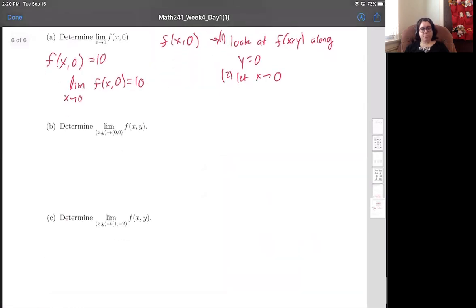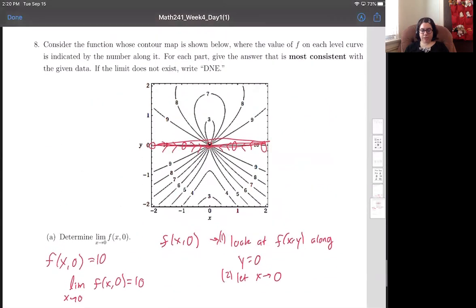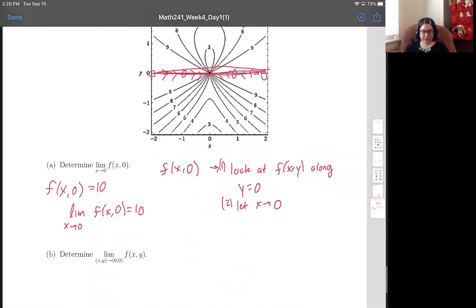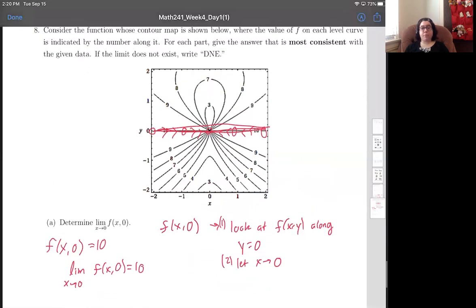Now let's compare this with B, which asks us to determine the limit as x and y both approach 0. So I actually already know from part A that if this limit exists, it should be equal to 10, because if I approach along the line y equals 0, I get a limit of 10. So my question is, if I approach along another line, will I get another value? So you probably already know what line I want to approach along.